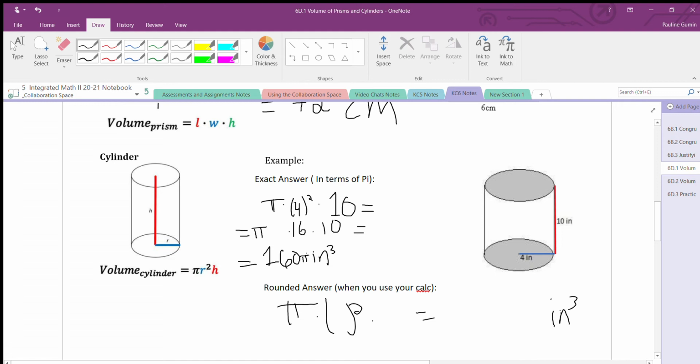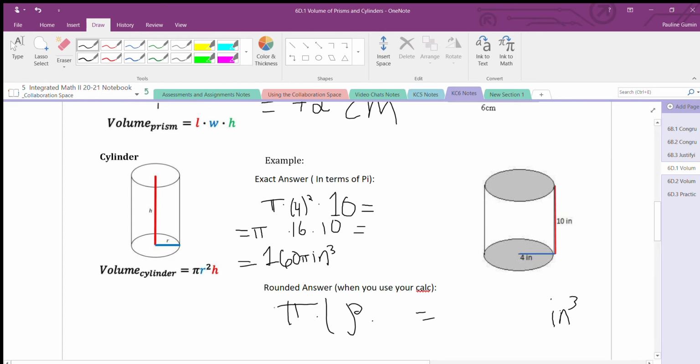Pi is an irrational number, which means we can't write it as a fraction, which means it never ends. Pi goes on forever and ever and ever. Therefore, to get an exact answer, we just include pi as the concept of pi. But when we round it in our calculator, that's when we're getting a little bit less exact.